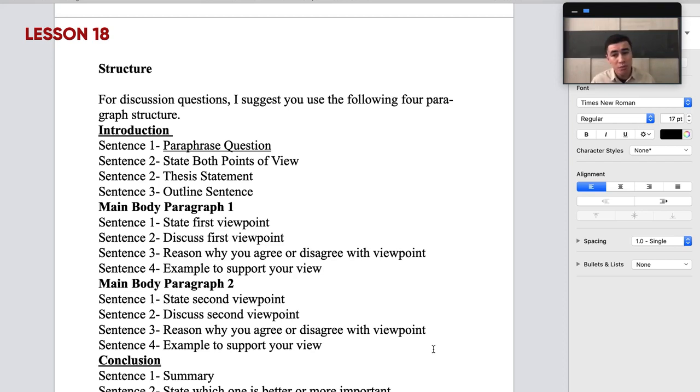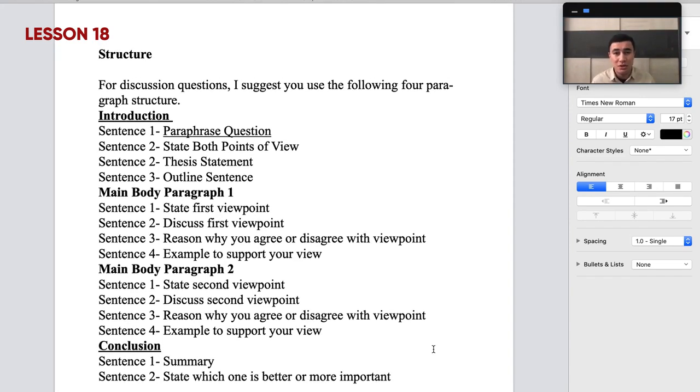So we will come to each sentence individually, guys, and main body paragraph number 1, you should state first viewpoint, then discuss it, and then you should also give a reason why you agree or disagree with the viewpoint, and then you should exemplify. But keep in mind, your example should support your view. And when it comes to main body paragraph number 2, you should state second viewpoint, discuss second viewpoint, and then again give a reason why you agree or disagree with this viewpoint, and of course you should exemplify it.